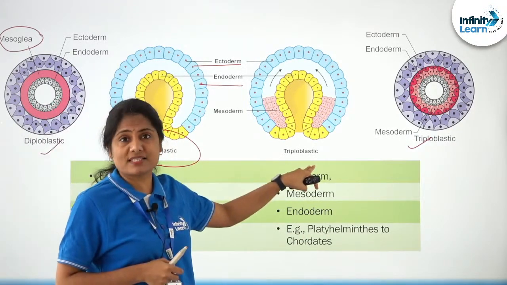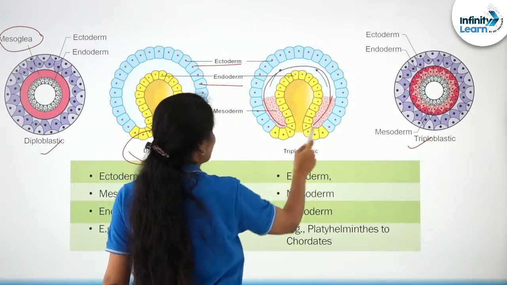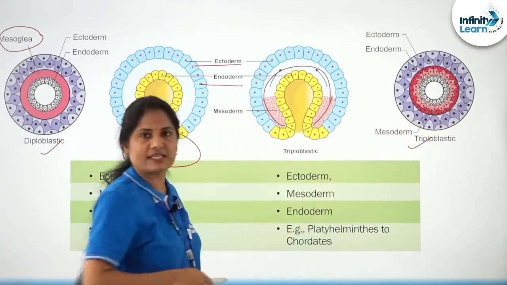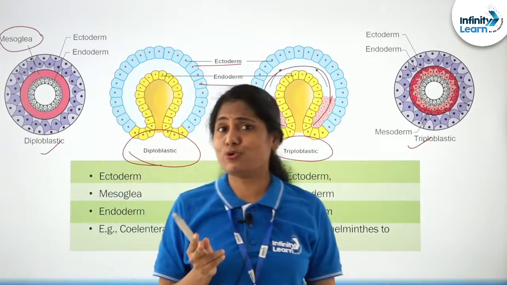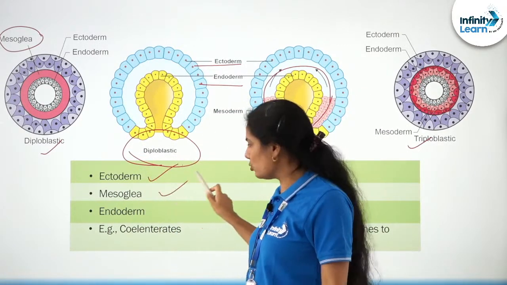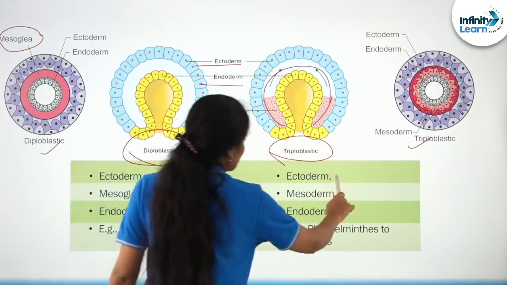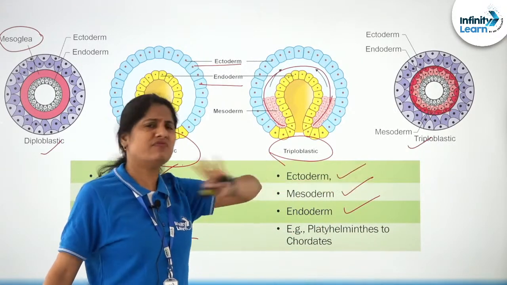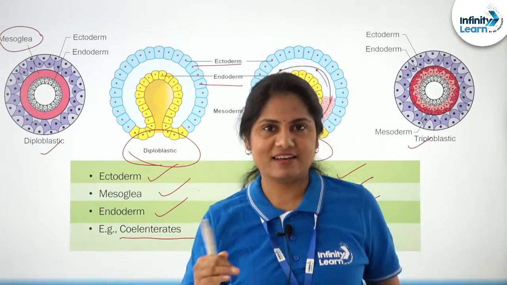On the other hand, triploblastic, the advanced ones, have a middle layer also. Some of the cells that are dividing right in the middle are forming another layer, which is the mesoderm, represented by this red layer in your NCERT diagram, right? If there are three primary germ layers, we refer to it as triploblastic. If there are two, we call it diploblastic. So diploblastic have an ectoderm, a mesoglea, a glue-like substance in between, and endoderm. What is the example we have? Coelenterata, that's Cnidaria. Then there is ectoderm, mesoderm, endoderm. What are the examples? From Platyhelminthes to Chordates without any exception, we are all triploblastic. We have three primary germ layers, right?